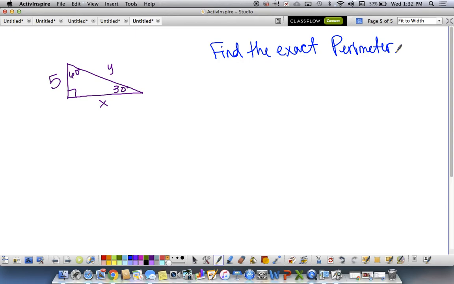Okay, I want exact. Generally, that doesn't mean plug it in your calculator. Decimals are not exact. This is true. I want exact. What does that mean?